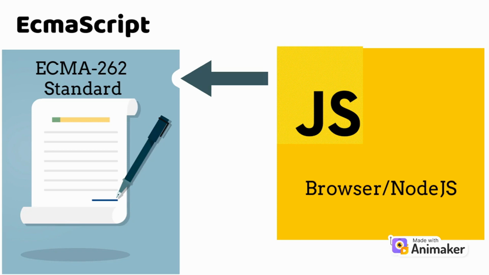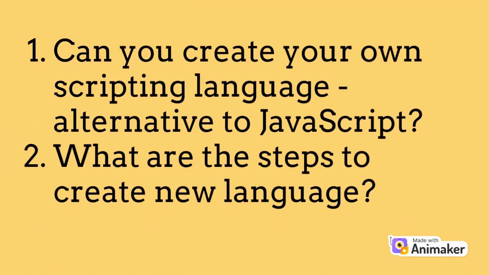So let me ask you one question to make it more clear about EcmaScript and JavaScript differences and how this ecosystem works, so that you'll get a better understanding. Let's say you want to create a new language which is an alternative to JavaScript. So the first question is, can you create your own scripting language which is an alternative to JavaScript? If yes, what are the steps?